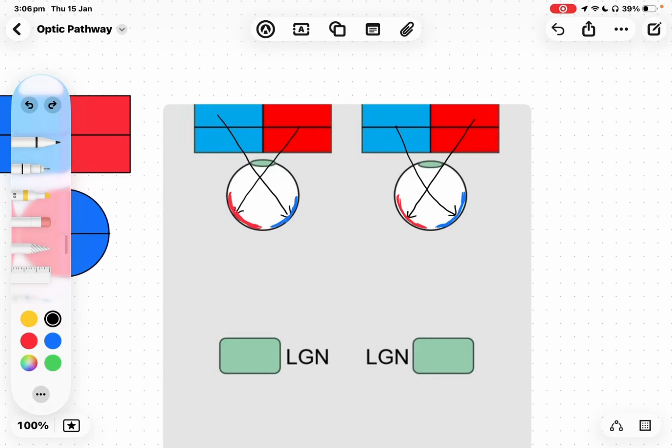Hi everyone, and welcome to this quick little video on the optic pathway. So I got you to draw this out in the session, but people have requested that I do a specific video to describe this one a little bit more.